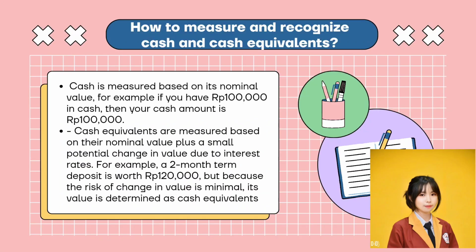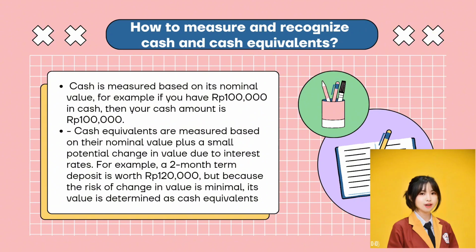The next question. How to measure and recognize cash and cash equivalents? Cash is measured based on its nominal value. For example, if you have 100,000 Indonesian rupiah in cash, then your cash amount is 100,000 Indonesian rupiah. Cash equivalents are measured based on their nominal value plus a small potential change in value due to interest rates. For example, a 2-month term deposit is worth 120,000 Indonesian rupiah, but because the risk of change in value is minimal, its value is determined as cash equivalents.